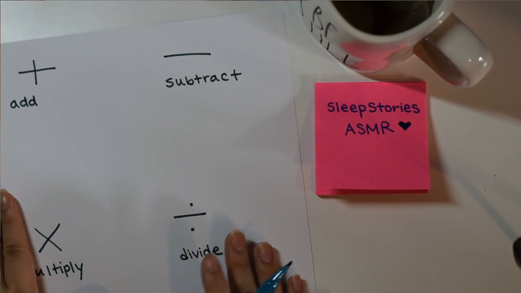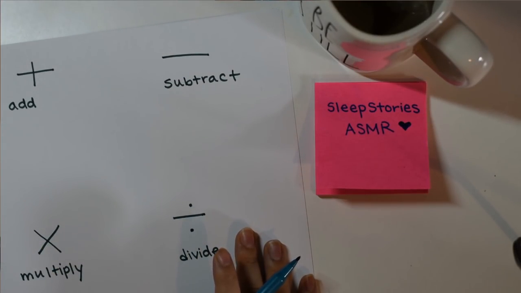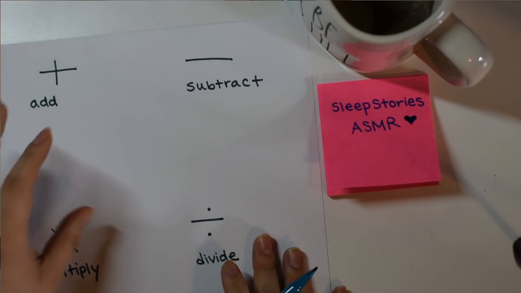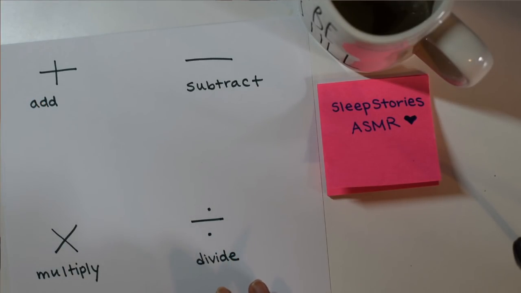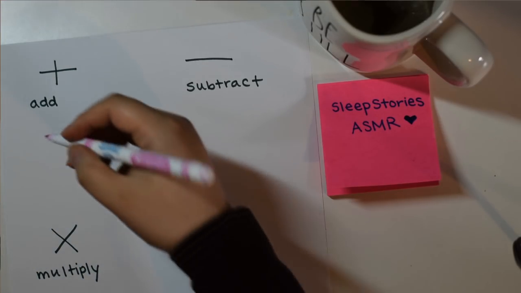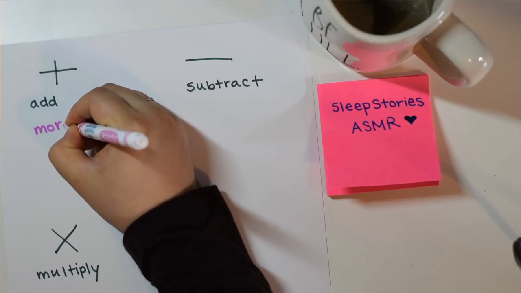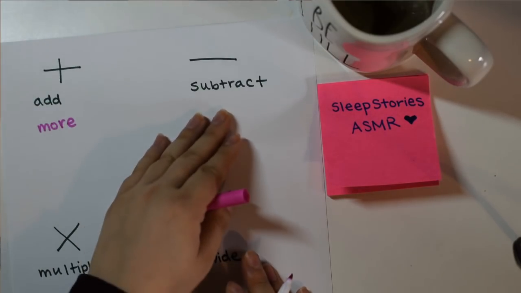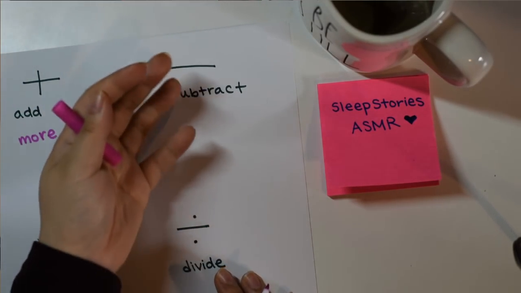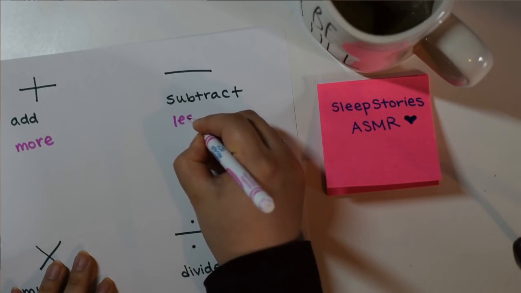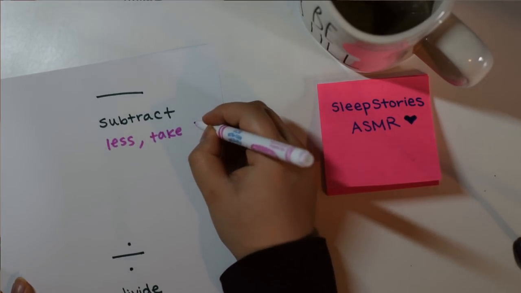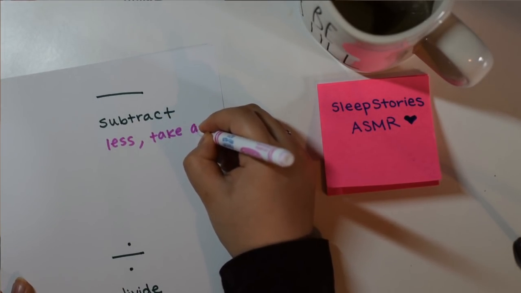So let's see here. Adding and subtracting kind of go hand in hand, but for adding, the first thing that comes to mind for me is more. And again, you don't have to memorize these words or anything, we're just playing around with them. But more, and then for subtract it's like less, take away, or give away, that kind of idea.